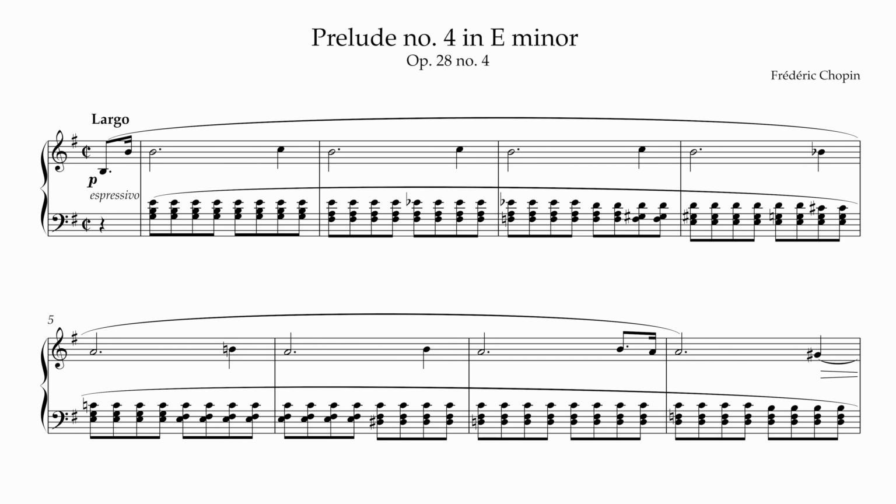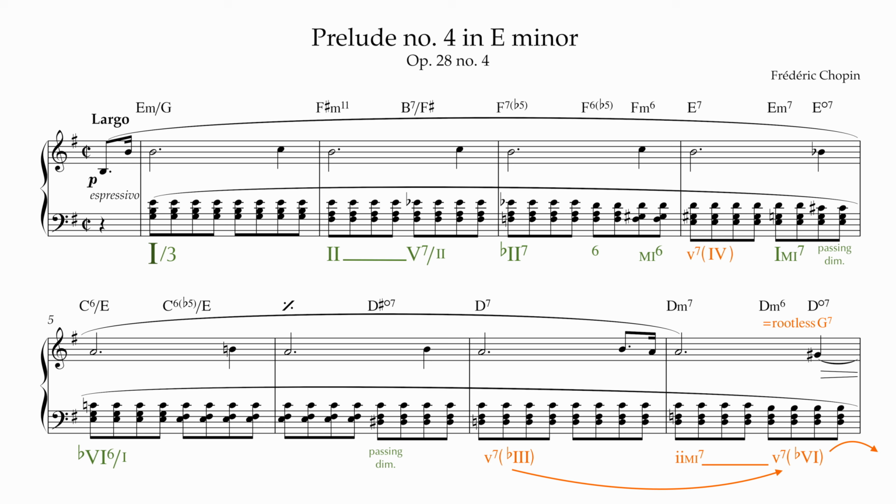So for this video I wanted to build upon this approach and see if I could make a complete analysis of the prelude from a jazz point of view, by assigning a chord symbol and a Roman numeral to each chord, and see if jazz theory was applicable.